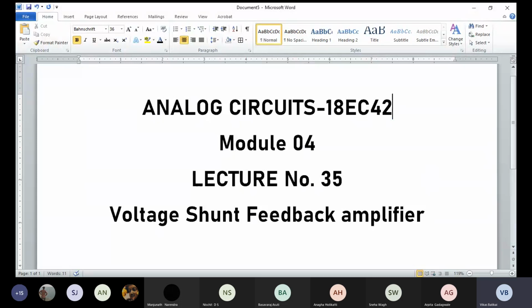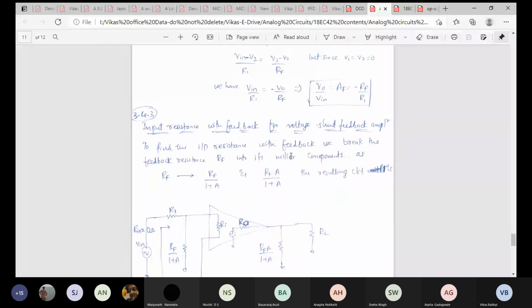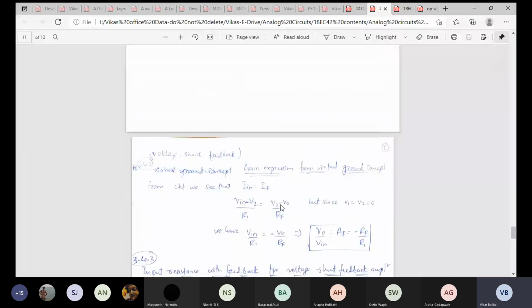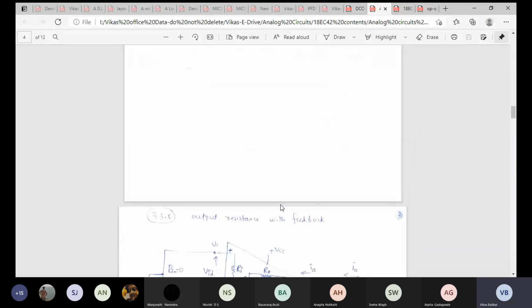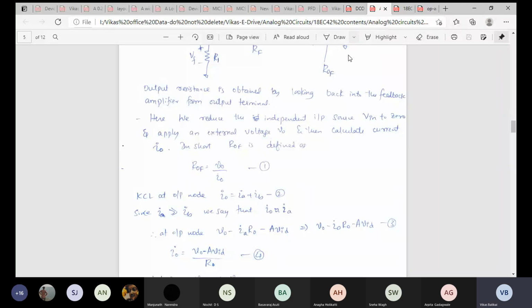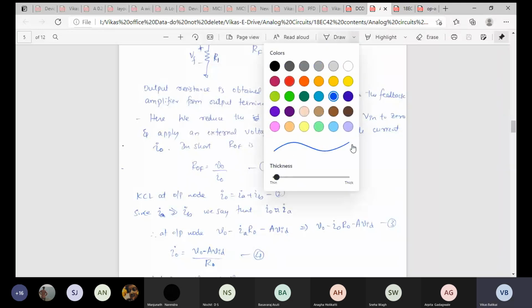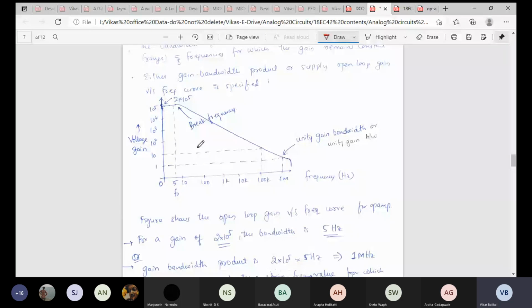To begin with, we tried to understand different aspects of the feedback amplifier concept, and we derived the input resistance RIF with feedback and the output resistance ROF with feedback. Then we also tried to understand the concept of bandwidth, wherein we clearly saw the picture of the break frequency. What exactly does it mean? It is that frequency where the gain drops from whatever gain it has at 0 frequency to 3 dB lesser. That is the break frequency.